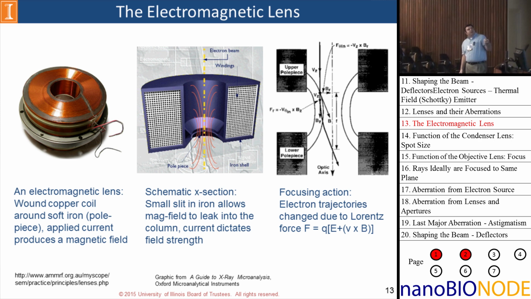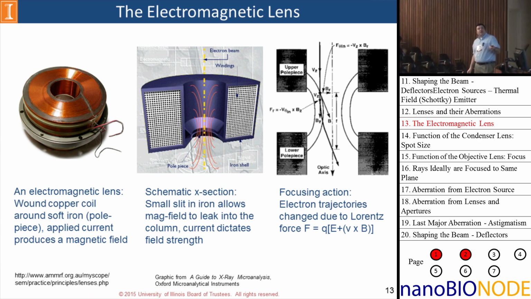All right. And what we use is a coiled set of copper wire around a soft iron pole piece, and we pass a current through that set of windings, and that's going to produce a magnetic field. So how we work with this magnetic field is that a very small slit is cut into this iron core, and that allows the magnetic field to leak out in a very controlled fashion into the center of the microscope. And by controlling the amount of current that we pass through the windings, that lets us control the magnetic field and hence the focusing action on the electrons.